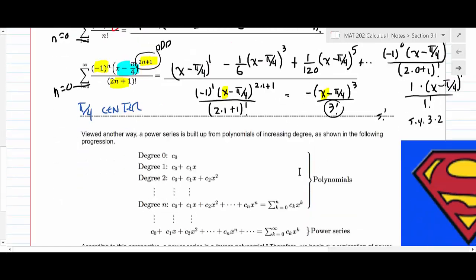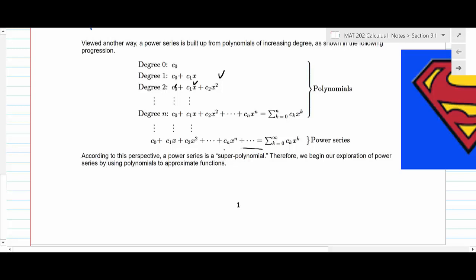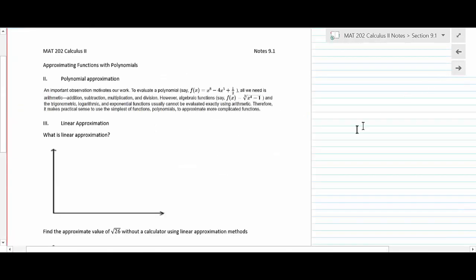Okay, all right, so basically these things are looking a whole lot like polynomials. Polynomial functions basically are just sums and differences of powers of x, whole number powers of x. So a power series is basically creating some sort of polynomial. And we call this a super polynomial, hence the Superman symbol, okay? All right. So let's move on to the second page.